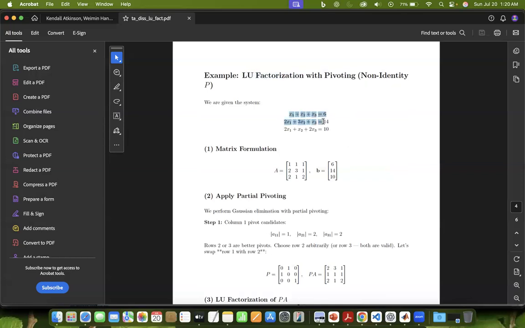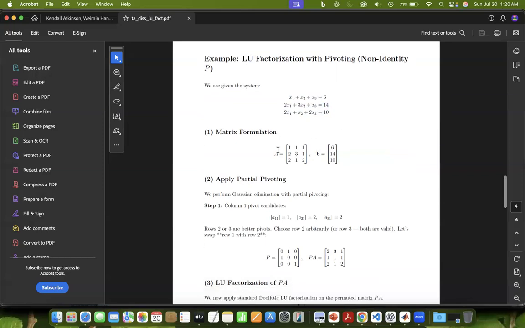In this problem we have, as usual, three equations and three unknowns. These are all linear equations. The A matrix can be represented in this format: 1 1 1, 2 3 1, 2 1 2, and then b is nothing but 6, 14, and then 10.